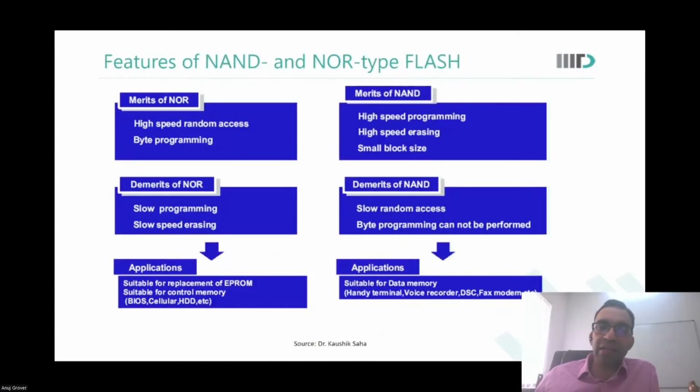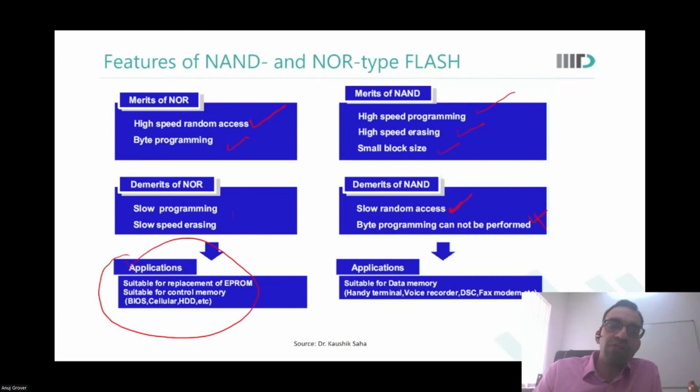Now a quick comparison between NAND and NOR. NOR has very high speed random access and byte programming. Over here, high speed programming, high speed erasing, small block size, but it has very slow random access. Additionally, byte programming cannot be done. For the NOR, the programming and arrays are also slow. NOR Flash could be suitable for replacement of EPROMs, because these are usually smaller in size, whereas NAND Flash can actually be used as a data memory. All the SD cards that we use, they're all NAND Flash because it's dense, therefore cheaper. Okay, any questions?